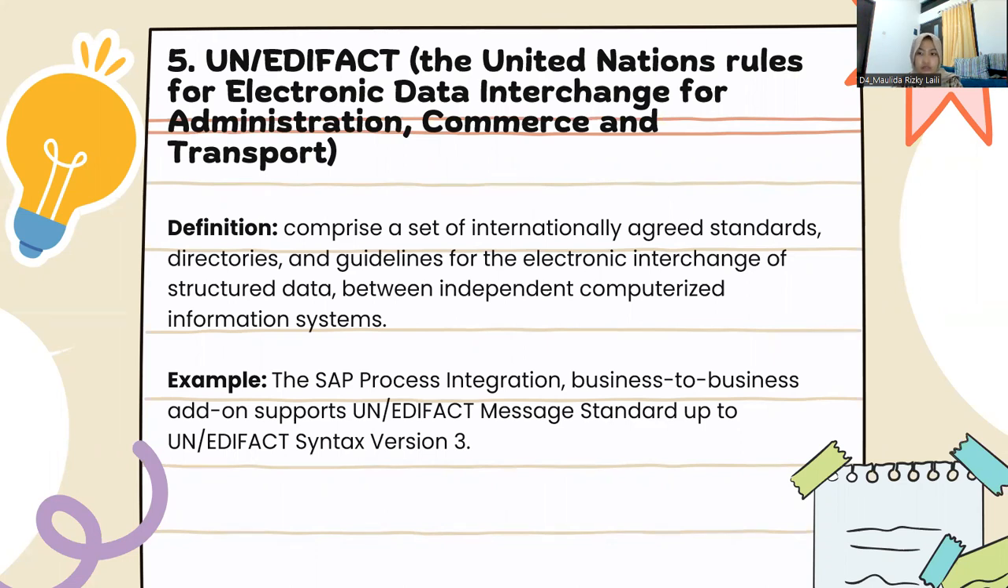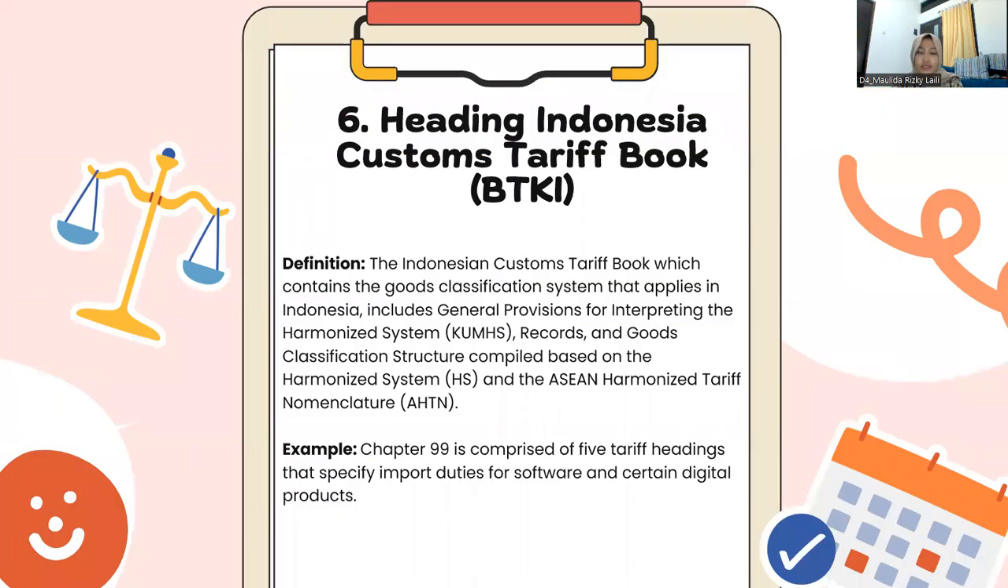An example sentence is, the SAP Process Integration business-to-business add-on supports UN/EDIFACT message standard up to UN/EDIFACT syntax version 3. Number six is the Indonesian Customs Tariff Book, or BTKI. The definition is the Indonesian Customs Tariff Book, which contains the goods classification system that applies in Indonesia, includes general provisions for interpreting the Harmonized System, or KUMHS, records and goods classification structure based on the Harmonized System and the ASEAN Harmonized Tariff Nomenclature, or AHTN.